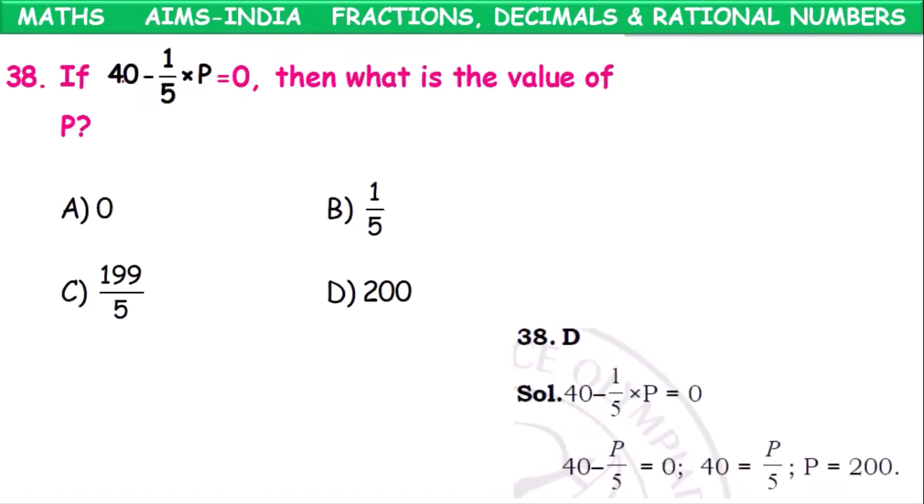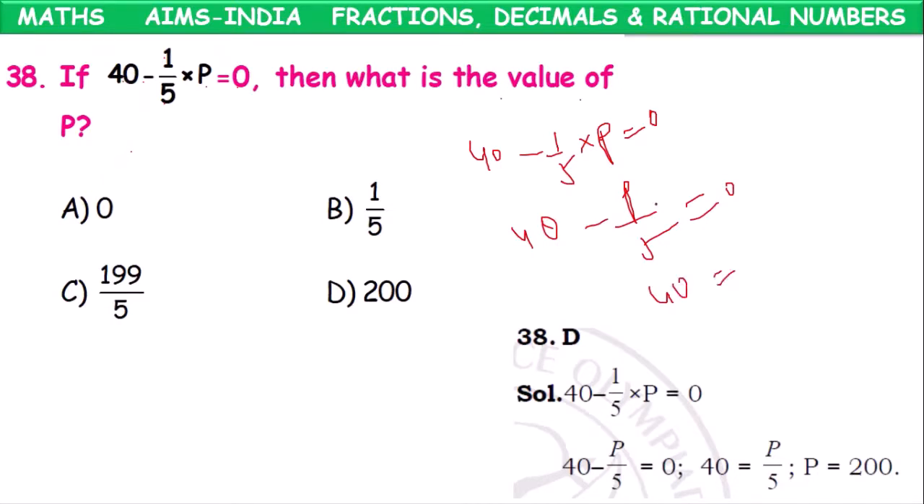Next. 40 minus 1 by 5 into p equals 0. Then what is the value of p? They have given 40 minus 1 by 5 into p equals 0. We can write it as 40 minus p by 5 equals 0, or 40 equals p by 5 after moving it to that side. So p equals 5 into 40, which is 200. P equals 200 will be the answer. So option D is the correct answer.